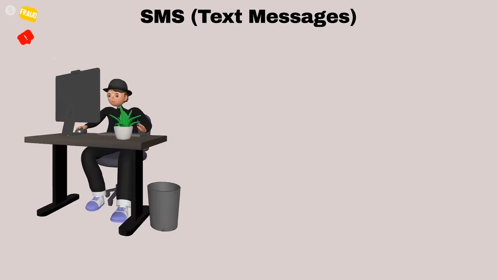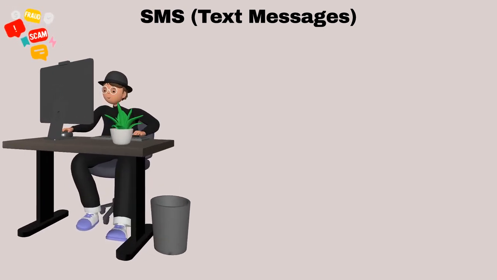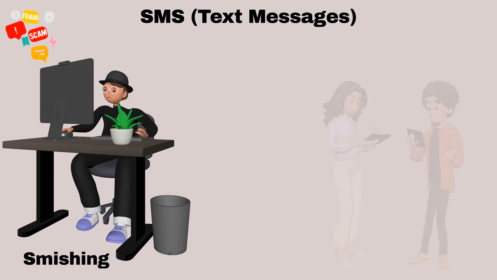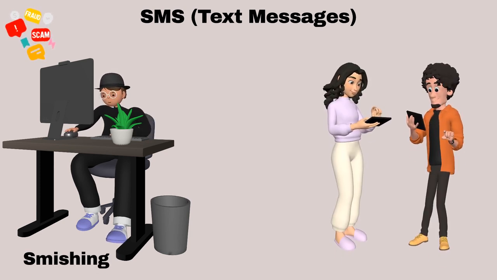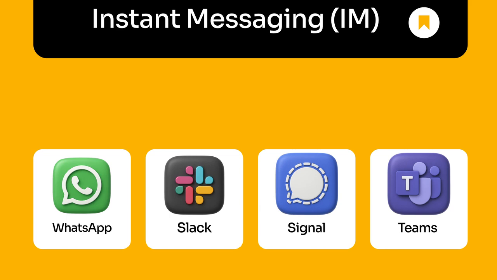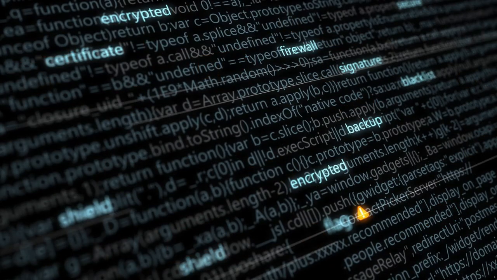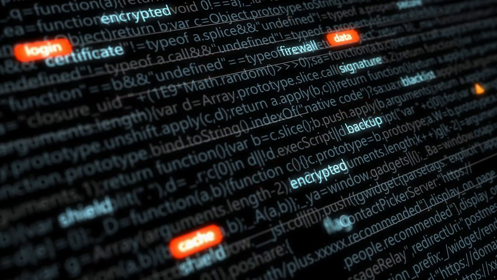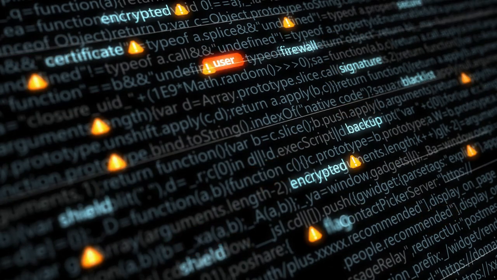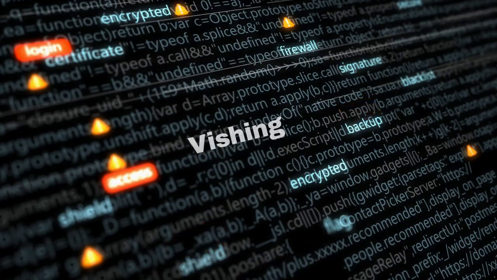Another vector is SMS, text messages. An attacker sends a file or a link via text message. By the way, this is another type of phishing called smishing. Most people trust their phones, which makes SMS attacks especially sneaky. Then you have instant messaging, IM. Applications like WhatsApp, Slack, Signal, and Teams can all send messages with attachments. Even though they use encryption, vulnerabilities still exist. And encryption can make it harder to scan messages for threats. This type of phishing, by the way, is called vishing.